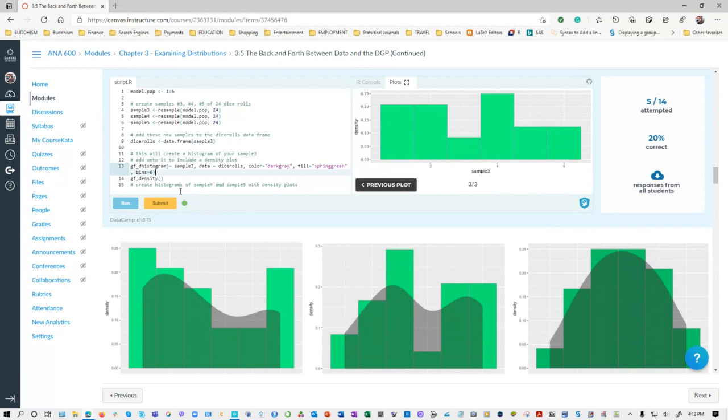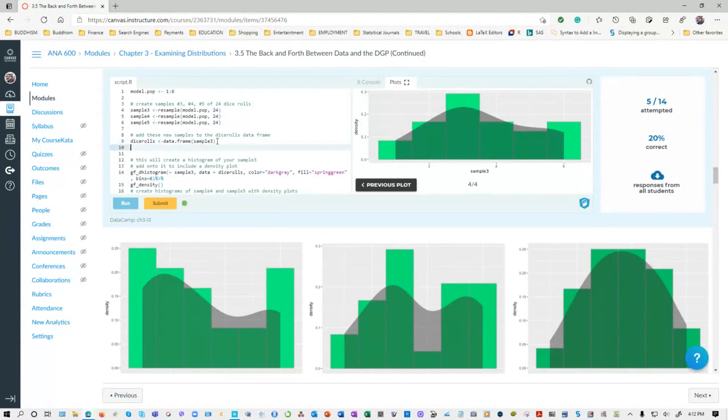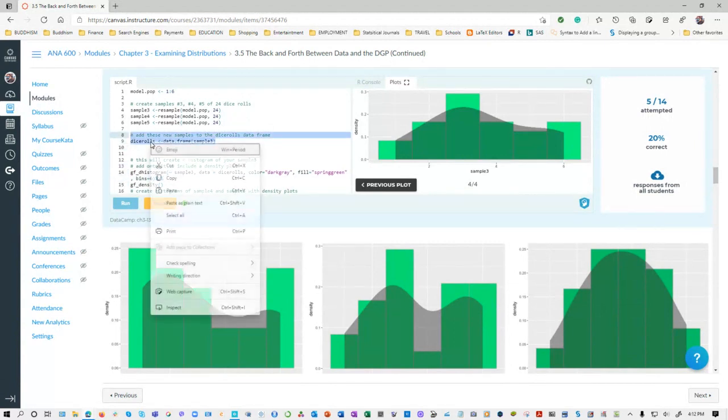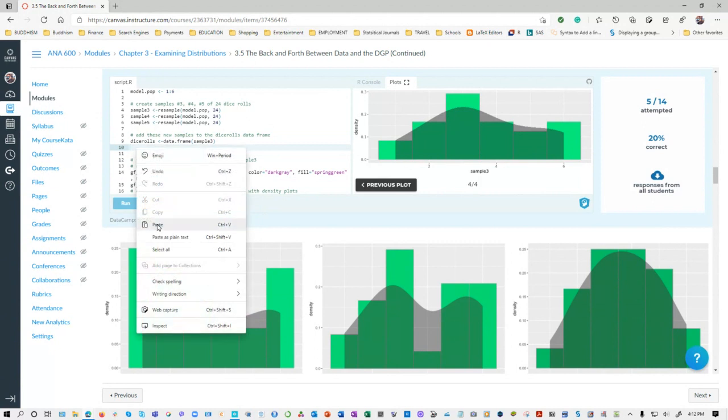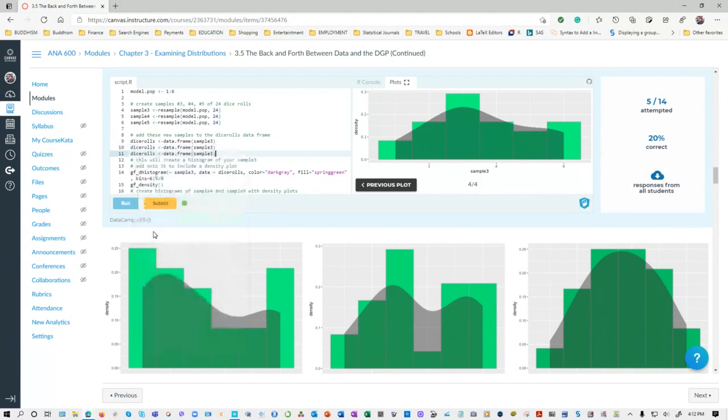Then, with the plus sign, it's going to get that density curve covering that one based on what we have. You can pretty much do the same thing for the other ones: sample 2, sample 3, sample 4, sample 5. Sample 3 we already did. This is the fifth one.